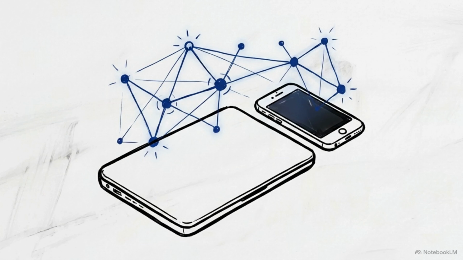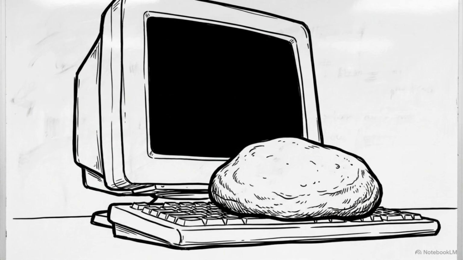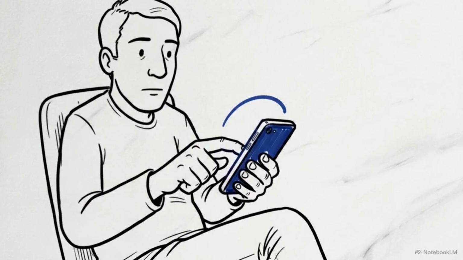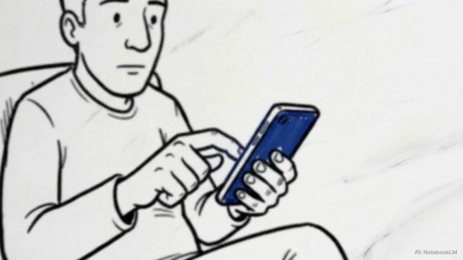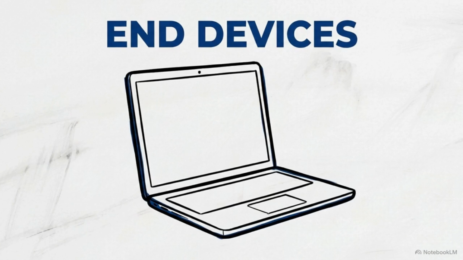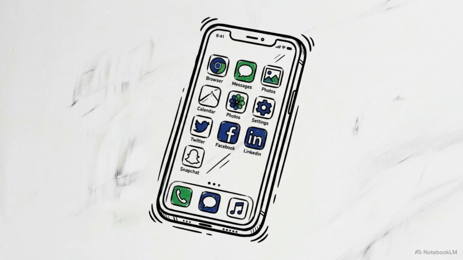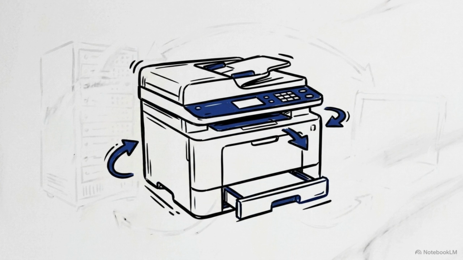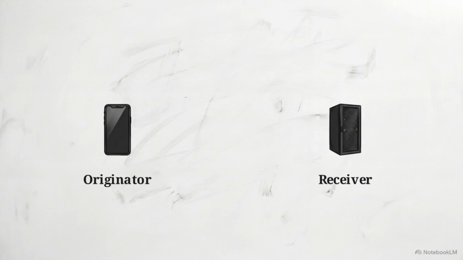How do the devices in our lives actually talk to each other? A computer or a phone sitting completely isolated on a desk is practically a paperweight. Without a way to move data in or out, it can't update, it can't stream, and it can't message anyone. We call these starting units end devices, whether it is a laptop or a smartphone or a wireless printer. An end device is the ultimate originator or receiver of digital information.